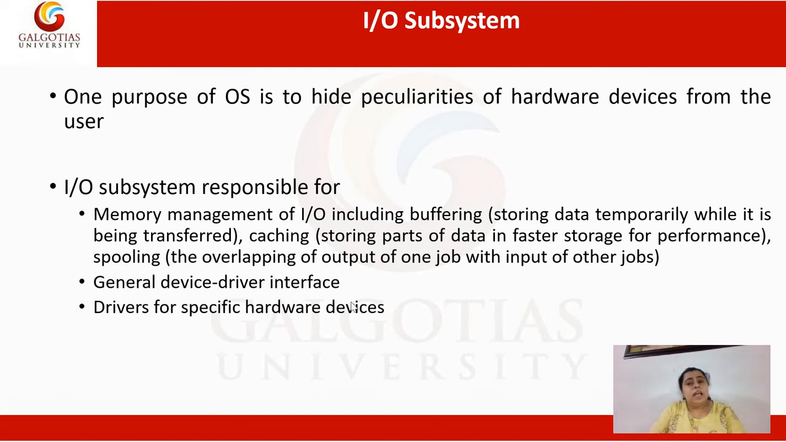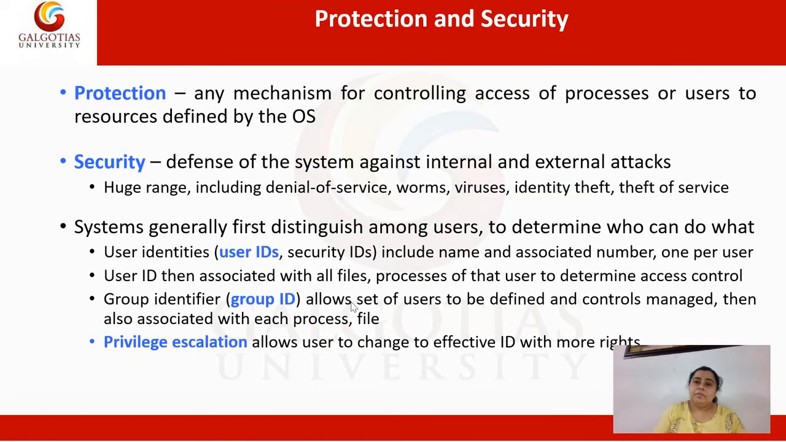Fine. It also does caching. Caching is basically for faster data transfer, right? Then it also does spooling. Spooling is basically overlapping of output of one job with input of another job. So basically it is combining, doing it in batches, right? So all these are handled by input output devices. All the device driver interfaces are being handled by the IO subsystem. This is another operation of your input output subsystem.